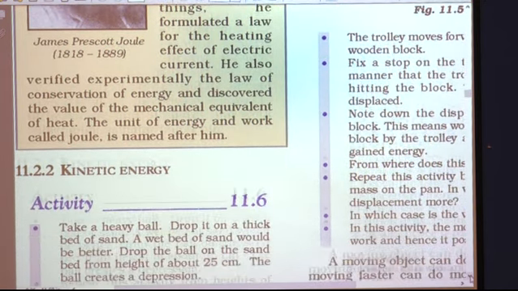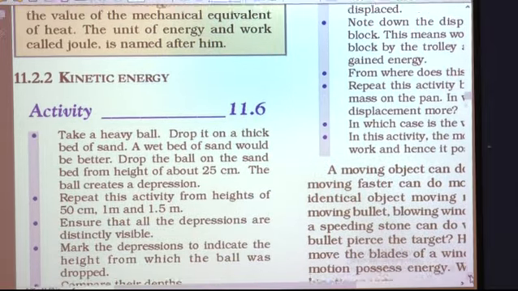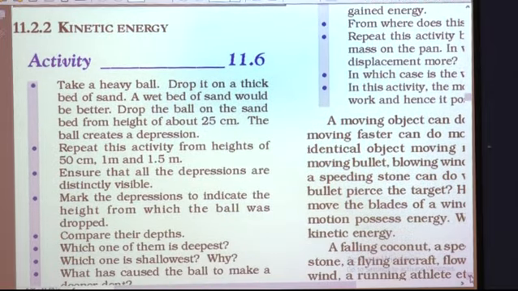Now let us see the first form of energy, that is kinetic energy. To understand that, here an activity is given. You can do this activity very easily. What you have to do is take a heavy ball and drop it on a thick bed of sand. A wet bed of sand would be better. You can make the sand bed wet by pouring some water on it. Then take a heavy ball and drop it on the thick bed of sand.